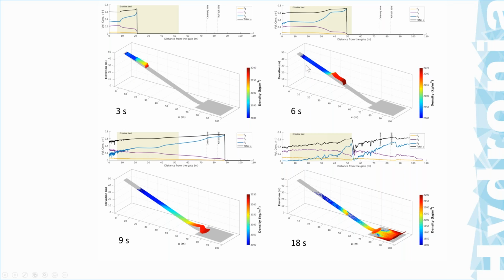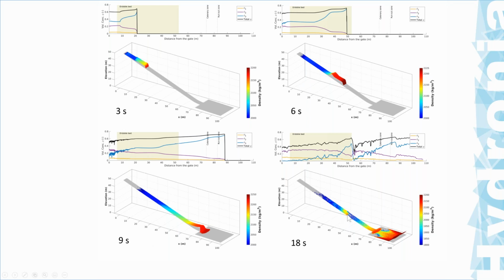So this is what we see in the different images in 3D for 3 seconds, 6 seconds, 9 seconds, and 18 seconds. And we see here on the top the volume concentrations of each of the 3 fractions that we use: very fine sediment, sand, and also gravel. So we keep track of this. You see here the changes in volume concentrations as we approach the front. So this is what happened at 6 seconds, 9 seconds, and then 18 seconds.